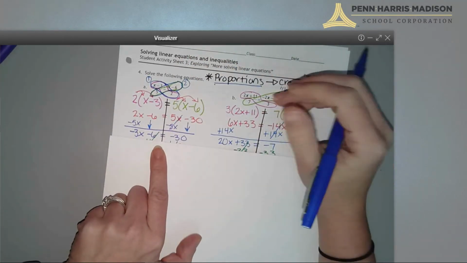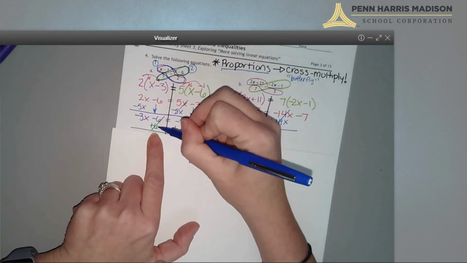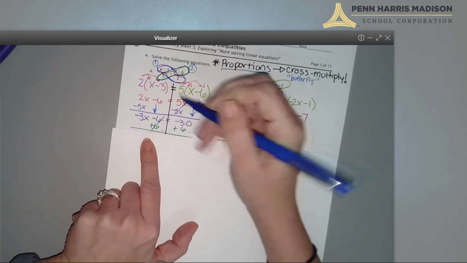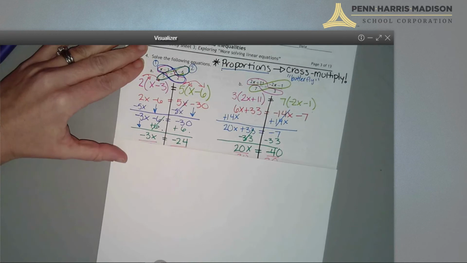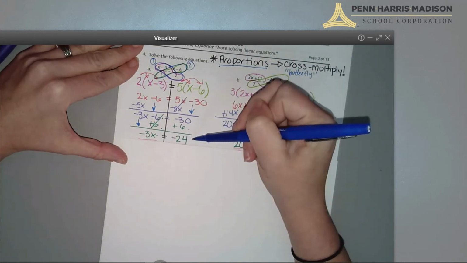Get your numbers to the right. So I've got to get rid of that minus 6. How do I get rid of a minus 6? I need to add 6. Add 6 on both sides. Drop down the minus 3x. Be careful again with your negatives. Okay, I'm left with negative 3x equals negative 24.